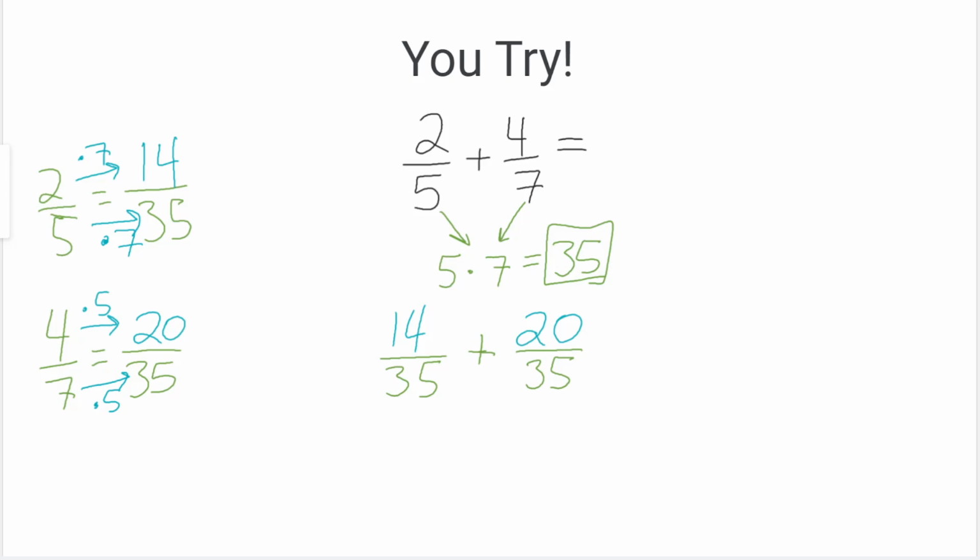Now we're in a spot where our denominators are the same. We can go ahead and add our numerators. 14 plus 20 gives me 34. And then I have 35 on the bottom. And there is our answer. Hopefully not too bad.